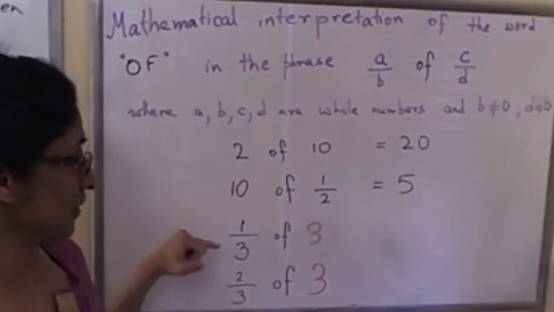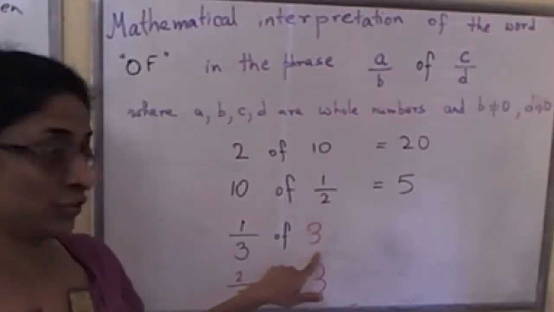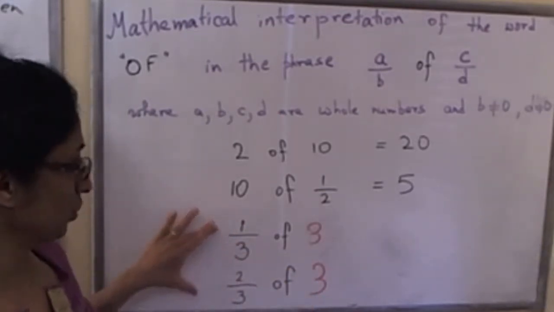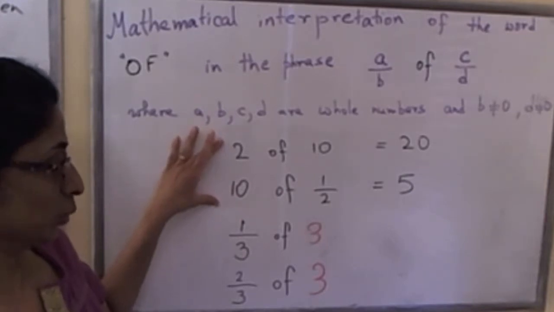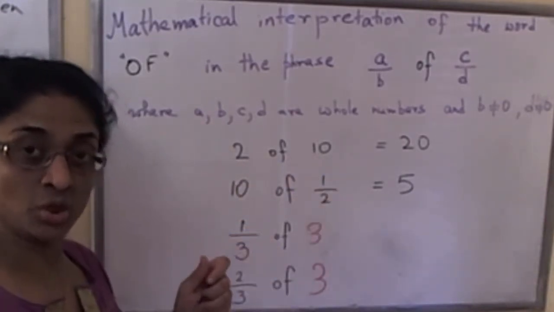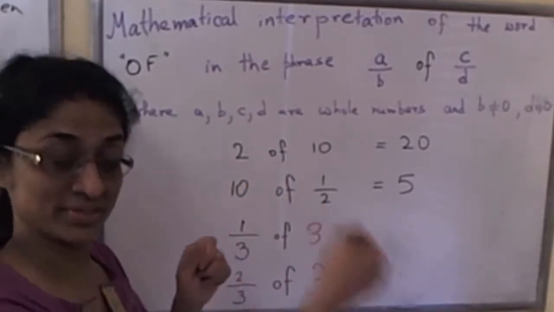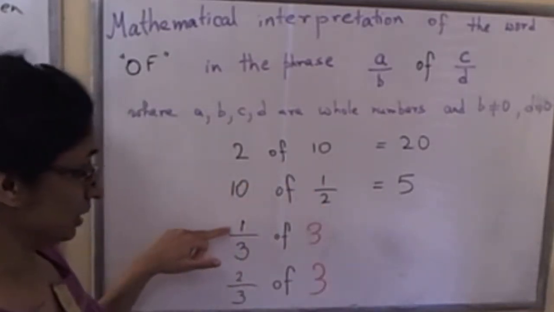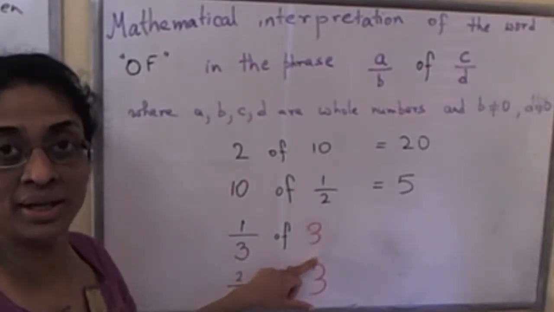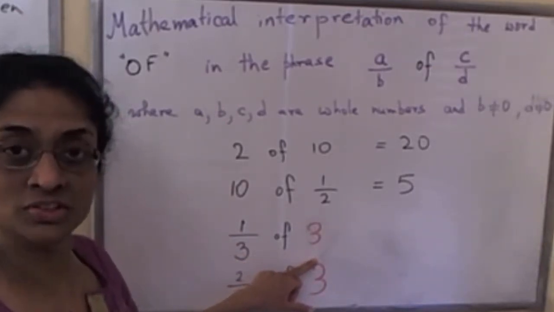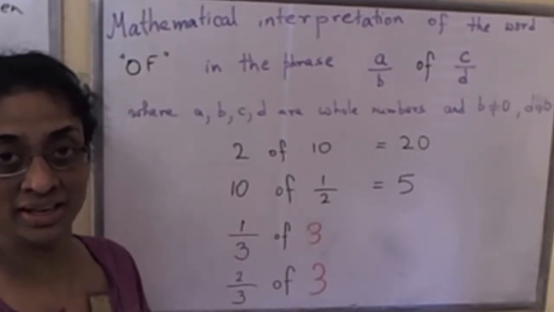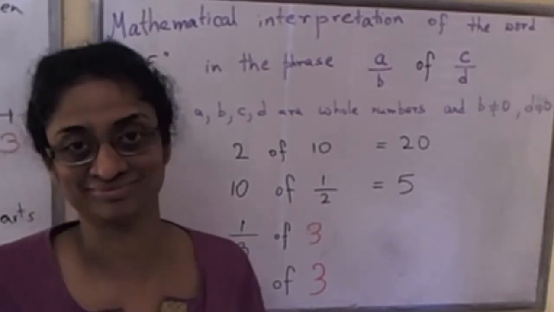So now let's look at this example, 1/3 of 3 or 2/3 of 3. These two are different from this. Here we had a whole number of copies of the other one, so we could count off 2 of 10, 10 plus another 10. So here it's a different situation, 1/3 of 3. What does that mean? There is a definition for this. When we write this, there is a precise meaning for it. And let's discuss that on the other board.